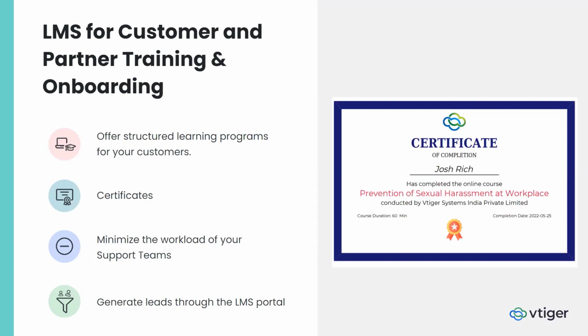Next is certificates. Upon the completion of a course, the LMS allows for automated distribution of certificates. These certificates can be distributed to users, customers, and partners, and really help to provide an official record of their accomplishments. The image on this slide is a certificate distributed through our LMS that I received for completing Vtiger's Prevention of Sexual Harassment at Workplace course.